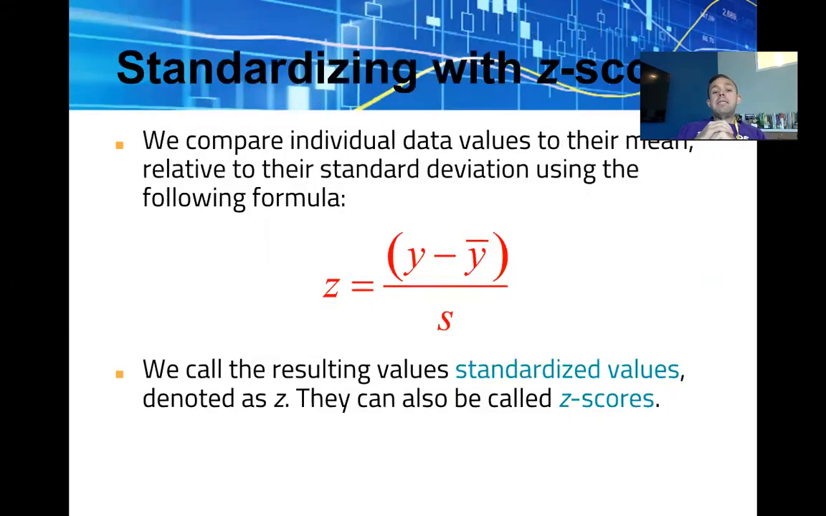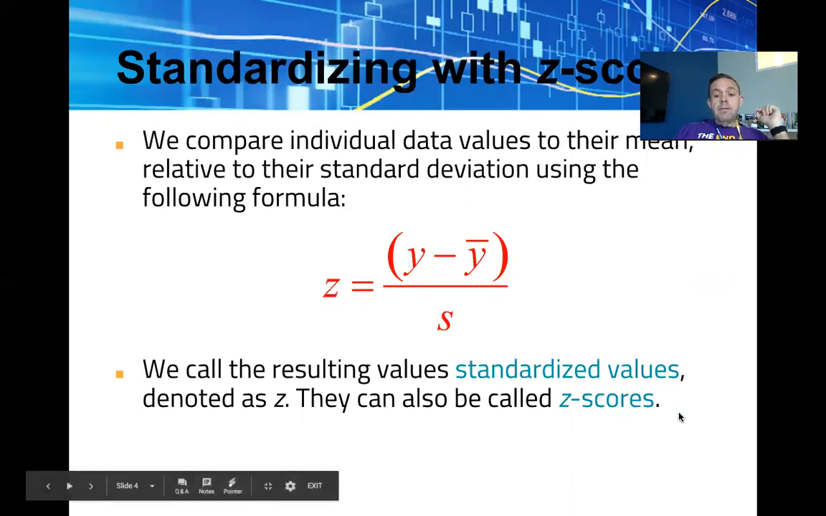So when we compare individual data values to their mean, relative to their standard deviation, we use the following formula. z equals the quantity y minus y bar over s. So what that says is we're going to take each data value, that's what the y stands for, and we're going to subtract the mean of the data set, and we're going to divide by the standard deviation. This z is called a z-score, and it's also a process called standardizing the values.